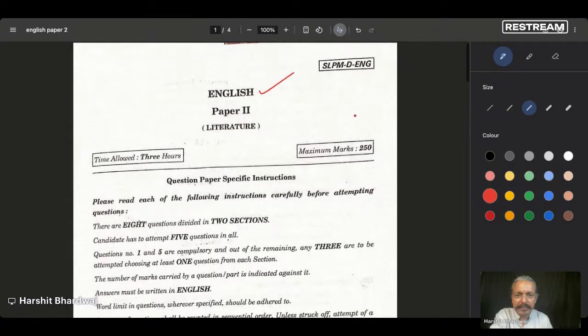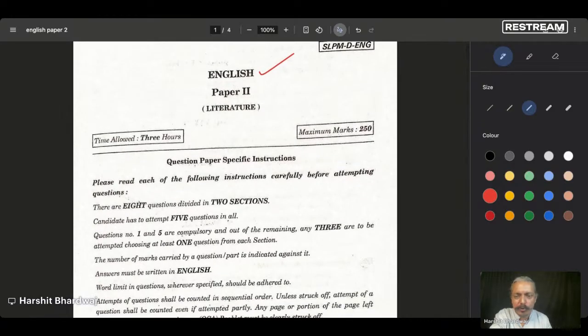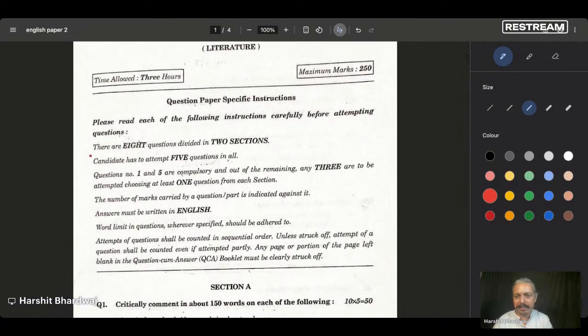So this is 2025. I'm sure you all know what the instructions are. I'll quickly repeat. If you're sitting for the exam for the first time, obviously you know it. There are 2 sections, 8 questions. In all, you have to do 5 questions. Question number 1 and question number 5 are compulsory. And 3 questions you have to do overall. So 2 are compulsory, 1 you have to pick.